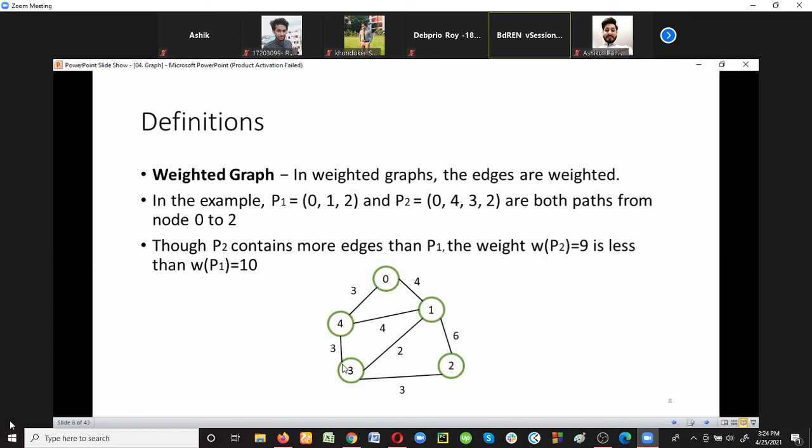So if we take the first path, that is 0, 4, 3, then we can count the weights. The weight of this edge is 3, and for this edge the weight is 3. So 3 plus 3 equals 6. If I choose another path, that is 0, 1, 4, 3, then we count the weights: 4 plus 4, that is 8. 8 plus 3, 11. So which one will we take? Obviously the shortest path, that is the previous one, 0, 4, 3. So a weighted graph is a graph where all the edges have some weights, some value. That is called weighted graph.